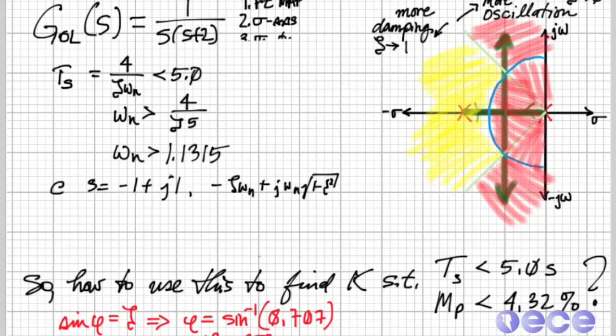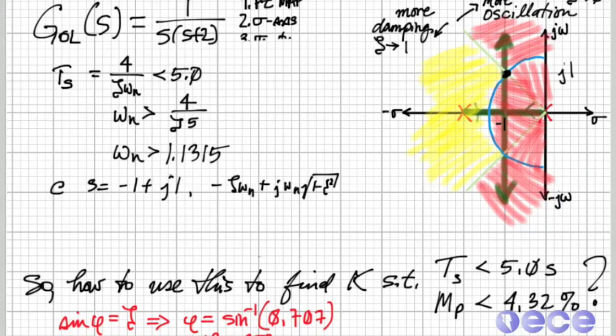So I'm just going to pick this point right here, and I know what it is because we know that zeta was equal to 0.707, which is 45 degrees. We know this is j1 and that this is minus 1. And so over here I've drawn the pole s equals minus 1 plus j1. Now I can use the fact that we know zeta and omega n for these complex poles to make up the real and then the imaginary parts.